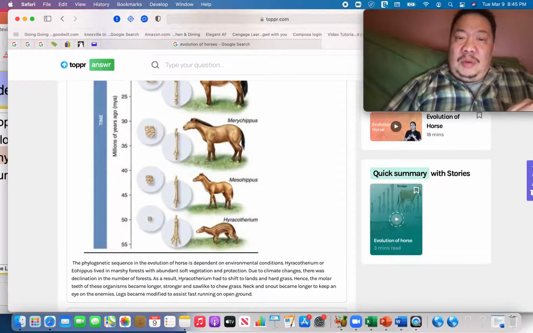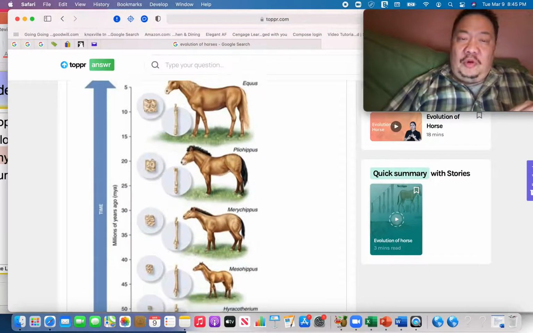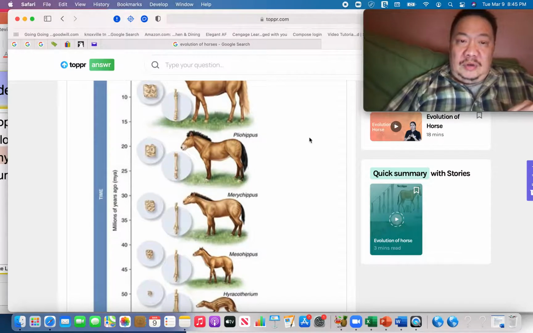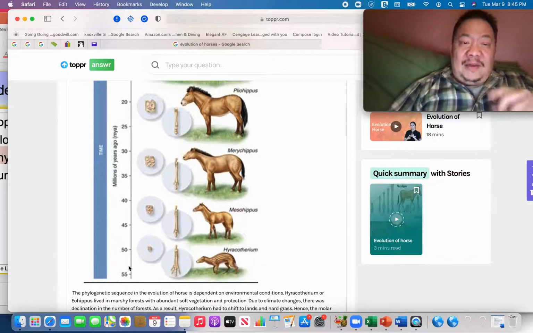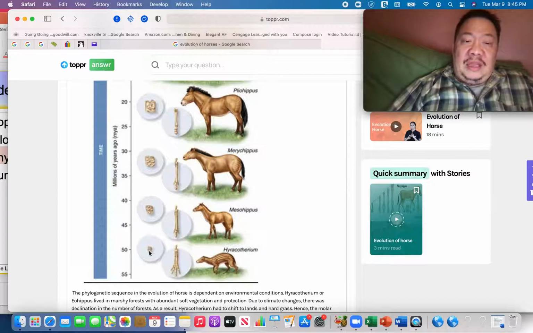People who believe in phyletic gradualism would point to horses. 55 million years ago, at the beginning of the Cenozoic era, the ancestor of horses was called Hyracotherium. And it had 5 toes, and it had very small, delicate teeth.